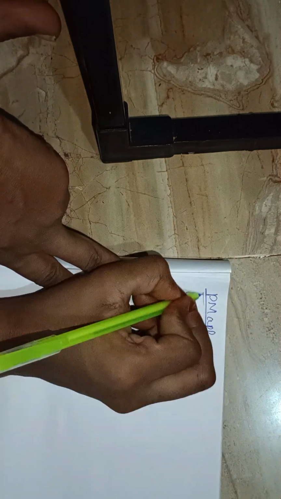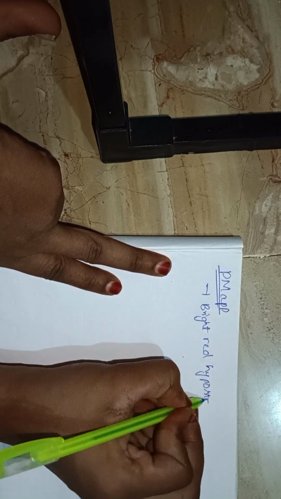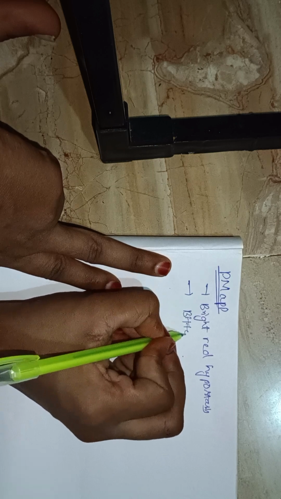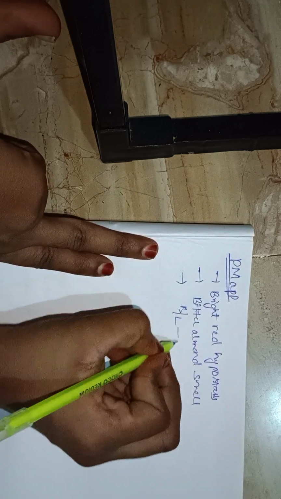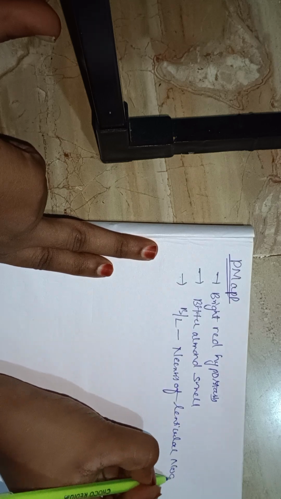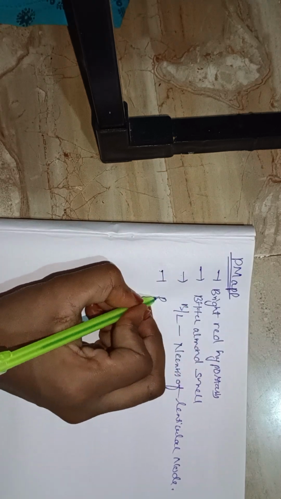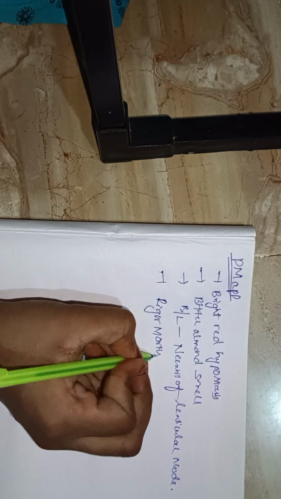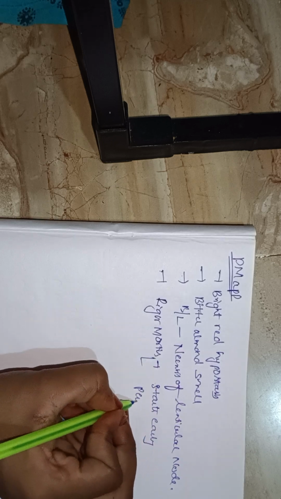Okay, next we will discuss the postmortem appearance. Because of cyanide, bright red hypostasis is present. I discussed the smell: bitter almond smell is present. Same as carbon monoxide, it has bilateral necrosis of lenticular nuclei. Next, rigor mortis because of cyanide starts early and persists late. So these are the postmortem appearances.